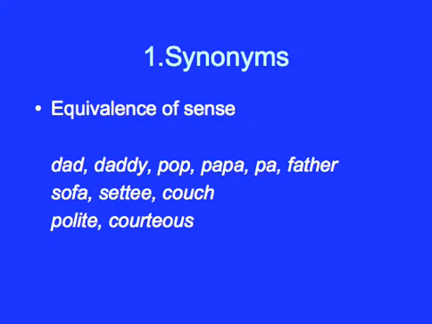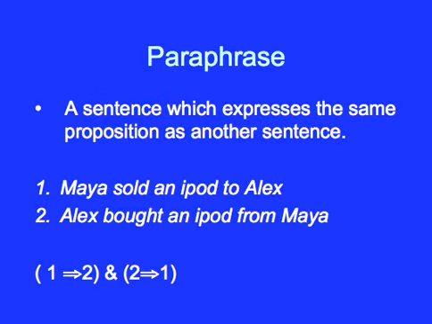Synonyms, as we popularly know them, are equivalents of senses. So, dad, daddy, pop, papa, pa, father are really all the same. You could argue that sociolinguistically they're not, because we wouldn't substitute these terms in all situations. Sofa, settee, couch, polite, courteous are examples of synonyms. So, what synonyms are, in a sense, is a kind of a paraphrase, or we can go beyond a synonym to a paraphrase, a sentence which expresses the same proposition as another sentence. So, for example, Maya sold an iPod to Alex, and we can paraphrase that Alex bought an iPod from Maya.